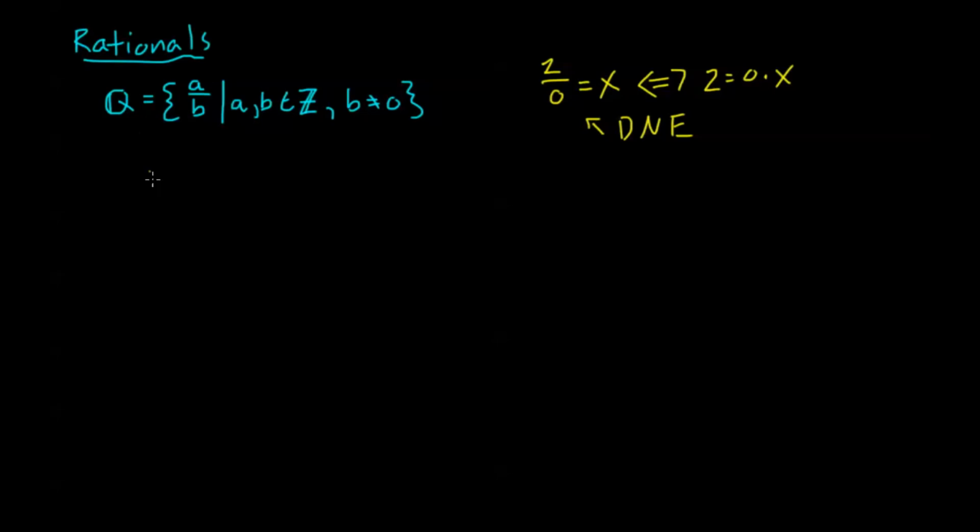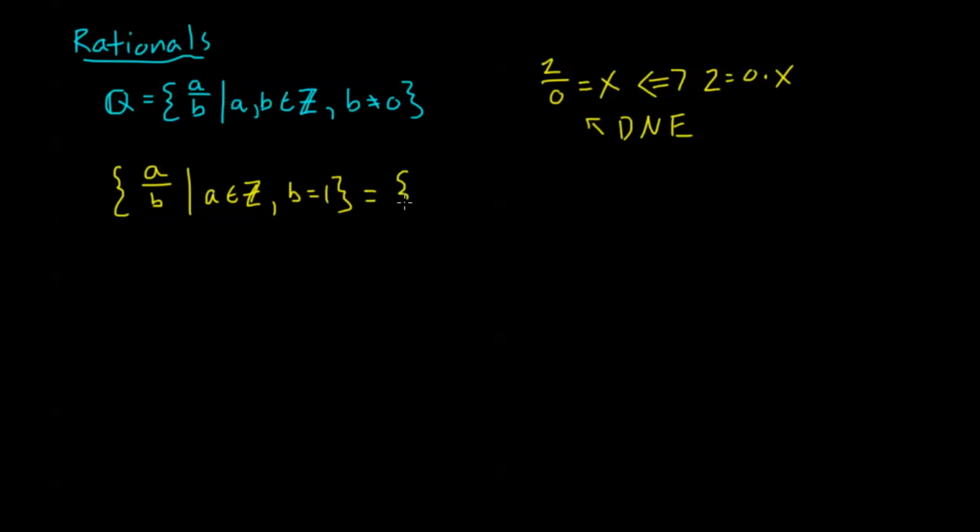Now, I want to look at a special case of these. What if I have this set A over B, where A is in the integers, and B is equal to 1? We notice this is a subset of the rationals, isn't it? This is a fraction. A and B are both integers. B is not equal to 0, but I'm getting a little bit more specific here. B is equal to 1.